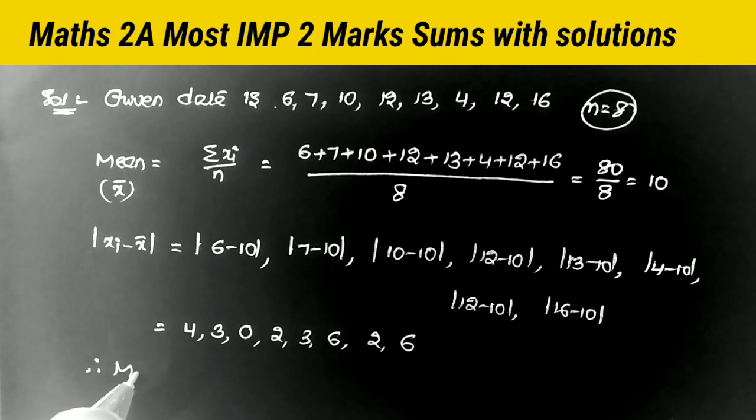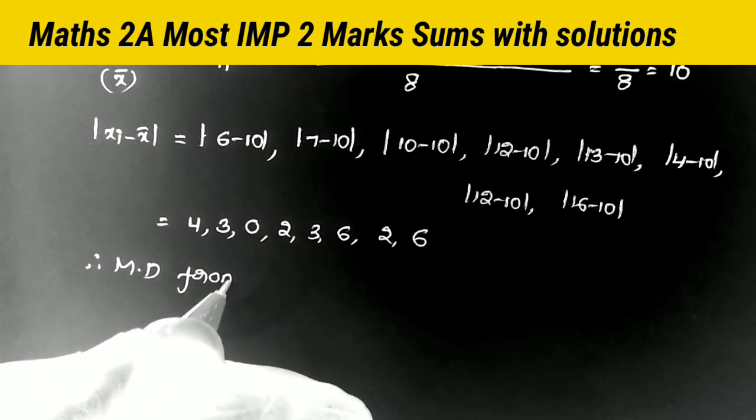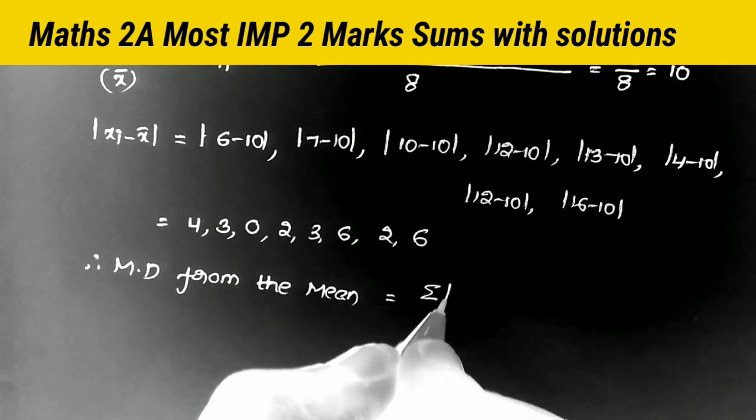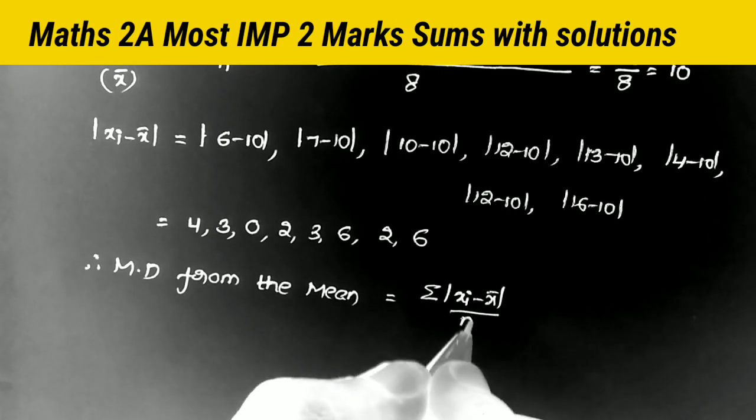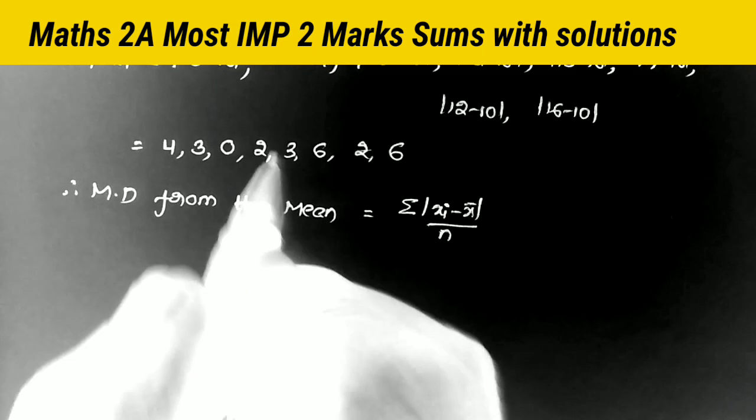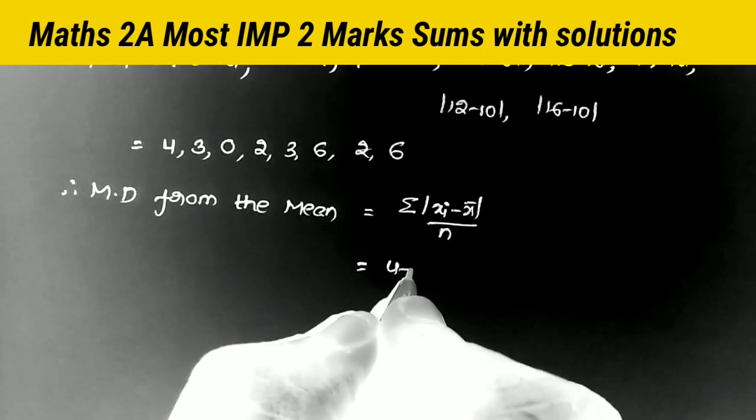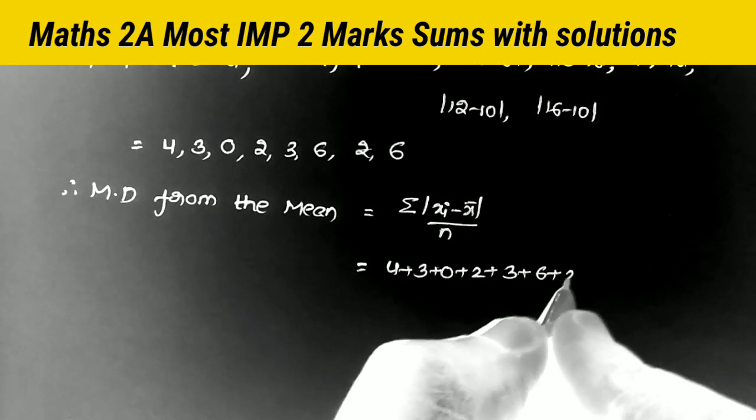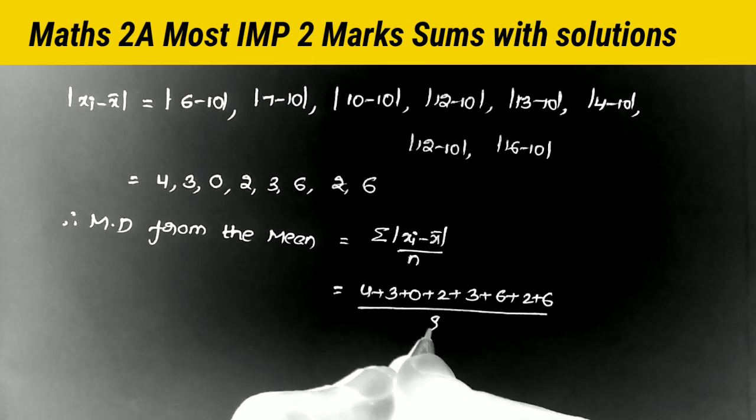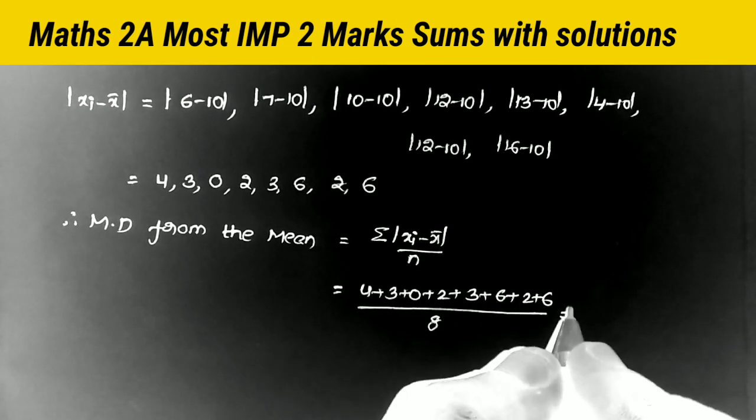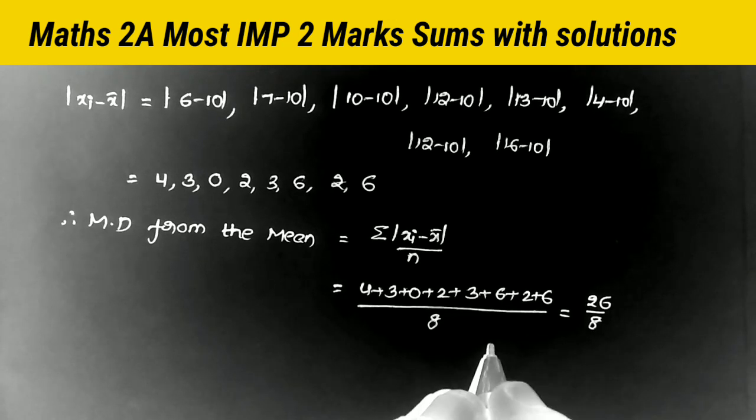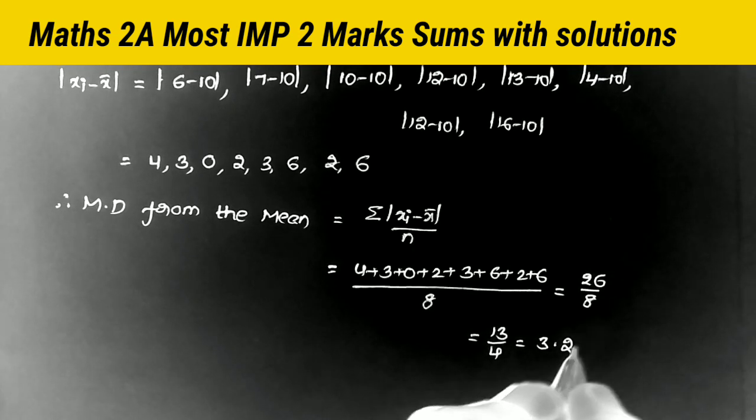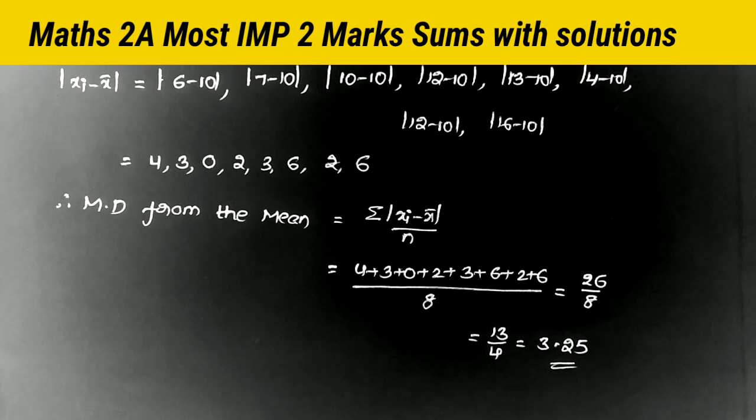Therefore, mean deviation from the mean is equal to, the formula is, sigma modulus of xi minus x bar divided by n. Adding all these values, 4 plus 3 plus 0 plus 2 plus 3 plus 6 plus 2 plus 6, whole divided by n equal to 8. Adding all these numbers, we get 26 by 8, which is 13 by 4. Taking the division, we get the value 3.25. That's all. This is the answer.